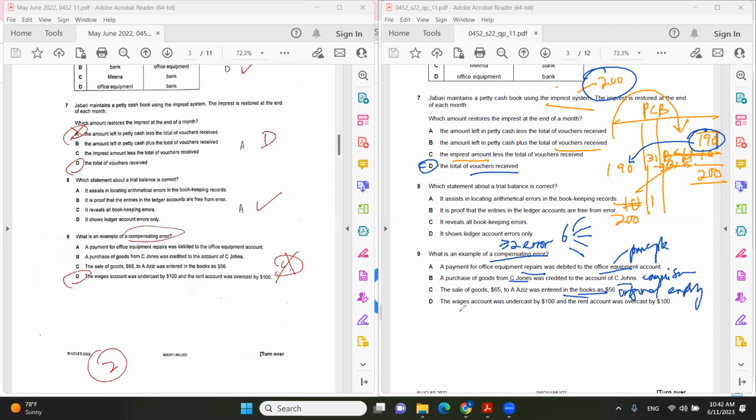Next is that the wages account was understated by 100 and the rent account was overstated by 100. That means when you prepare the trial balance, debit and credit, one is short 100, one is extra 100. At the end, no effect. So this is the error that they are talking about. There are two or more errors compensating each other.